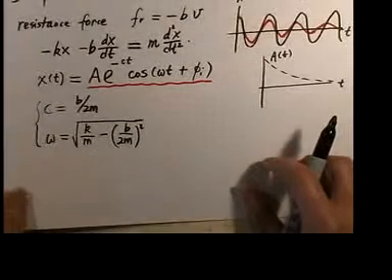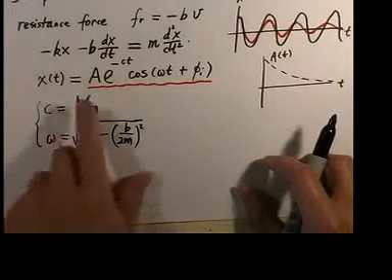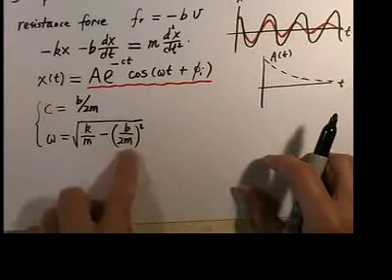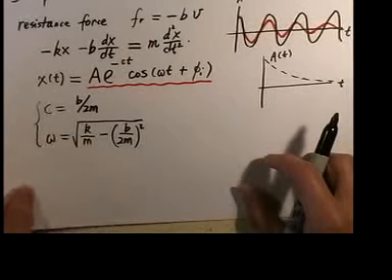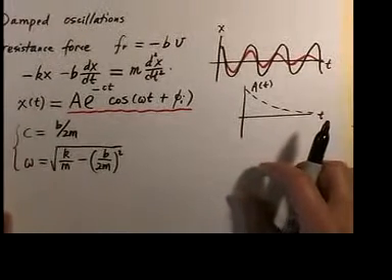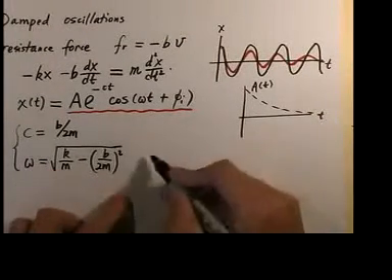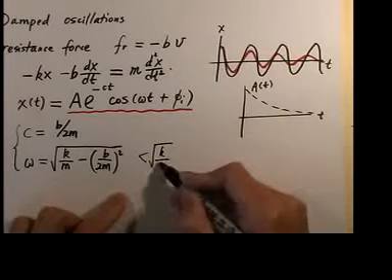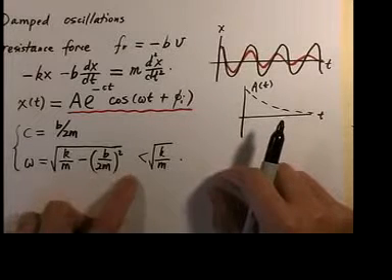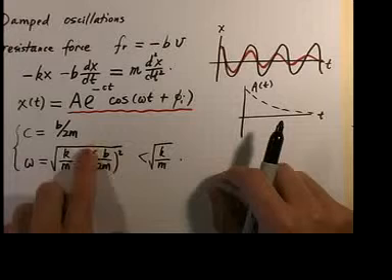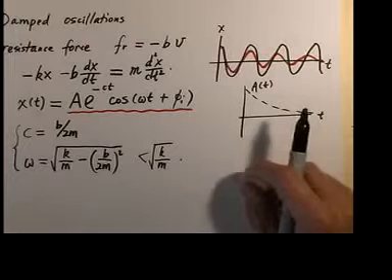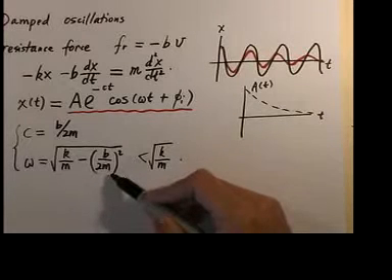So here is our solution: A e to the power negative b over 2m t, times cosine of omega t plus phi initial, and here's omega. Now, let's look at the physics of c and omega. First of all, omega is indeed less than the square root of k over m, which is the angular frequency of free oscillation without any damping. With damping, you can have a lower value because the damping force slows it down.